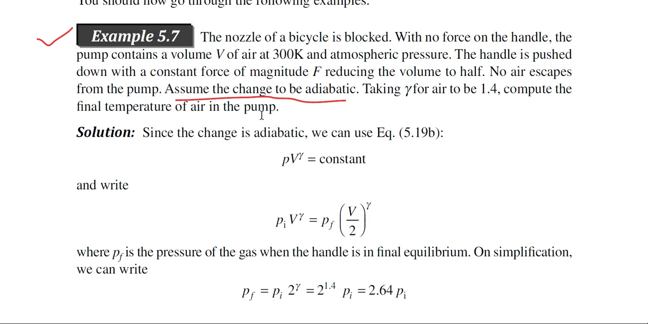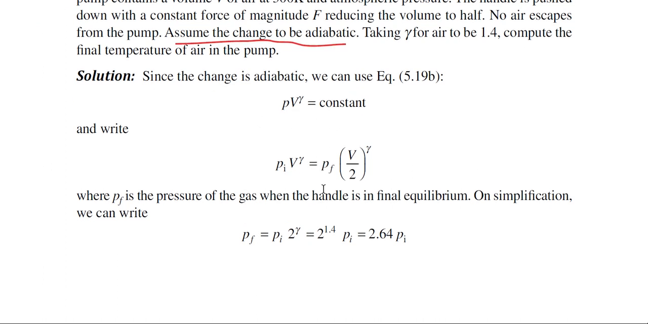Now, as mentioned in the problem, the process is adiabatic. So, what will we use? We will use the PV relation. We have already introduced you to the PV relation. So, P V to the power gamma is equal to constant. When the change of state occurs, we can write Pi V to the power gamma is equal to Pf into (V by 2) to the power gamma, because P V to the power gamma is constant. Pi is the initial pressure, Pf is the final pressure, V is the initial volume, and the final volume is V by 2 as it is half.